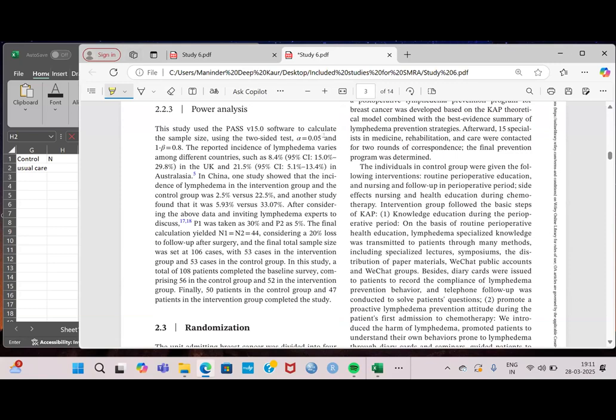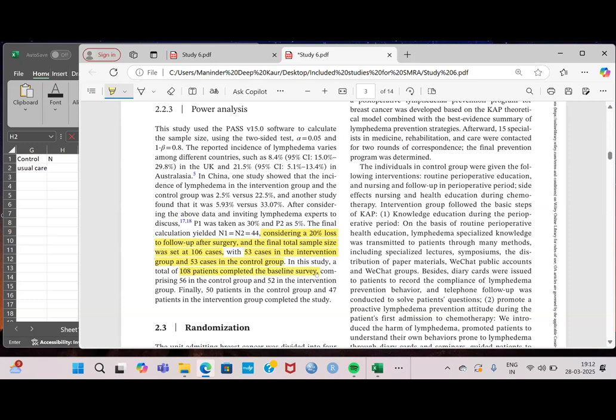So according to the power analysis, P1 was taken as 30%. The final calculation yielding N1, N2 is 44. So 44 is the sample size, but after 20% loss to follow-up after surgery, the total sample size is 106. So the total participant size is 106, 53 in the intervention group and 53 in the control group. So 106 in this study, but 108 participants completed the baseline survey.